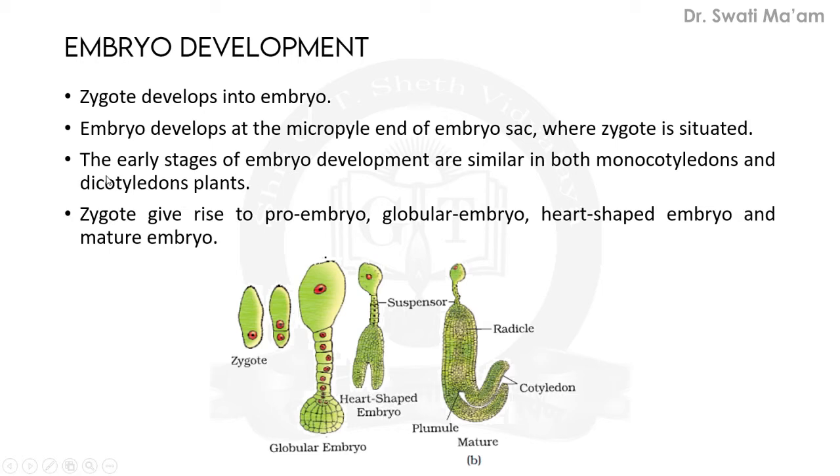The early stages of embryo development are very similar in both monocot and dicot plants. We can't differentiate them, but later on they can be differentiated. The zygote will give rise to a mature embryo, but for that there are several steps to be followed. The first step is the zygote, having a single nucleus, which then divides further.